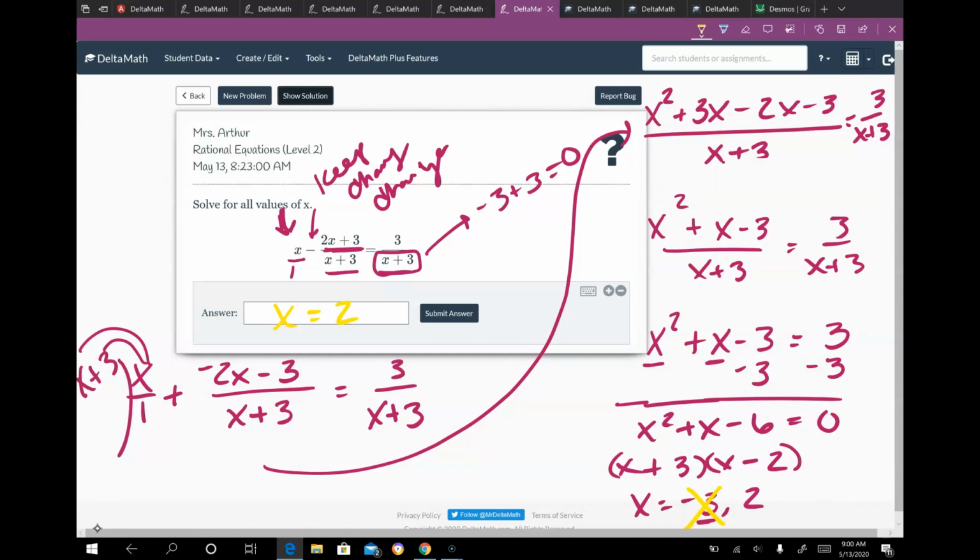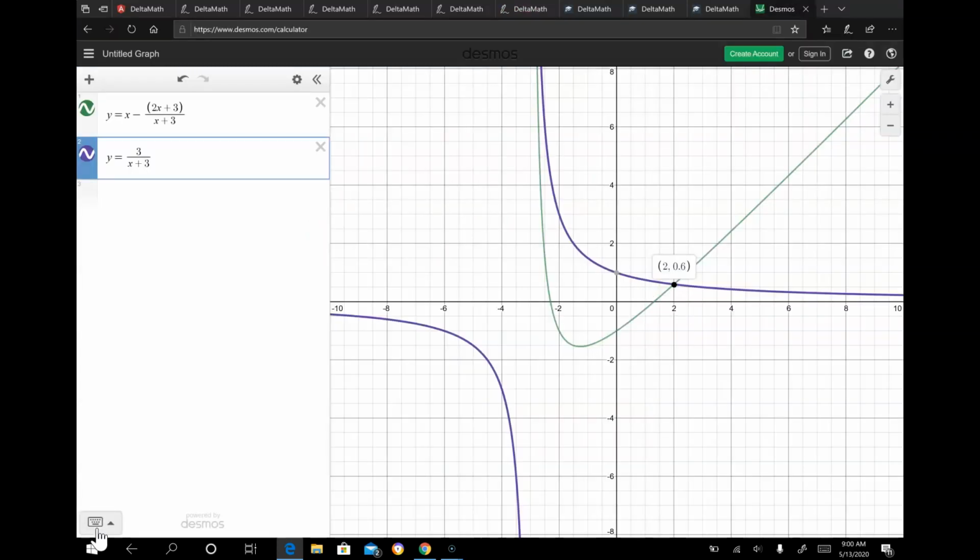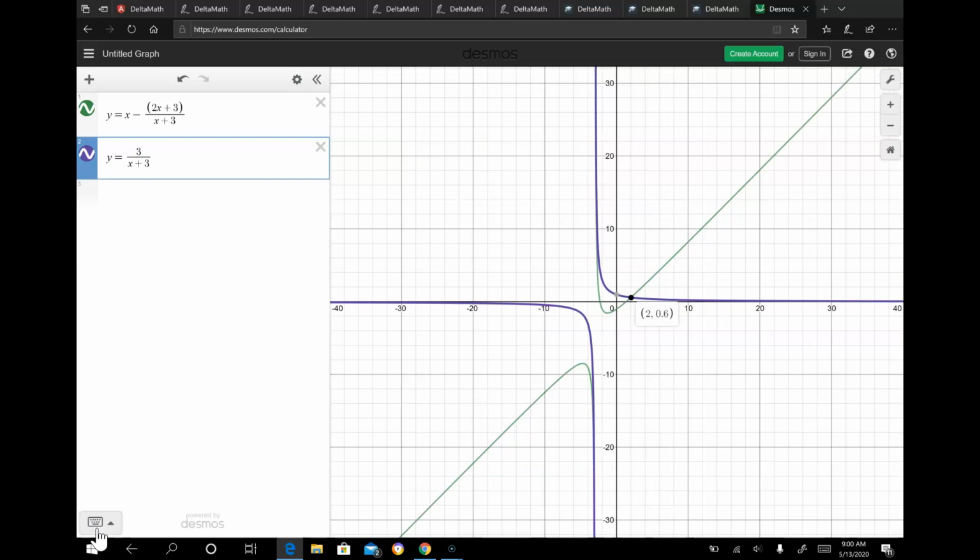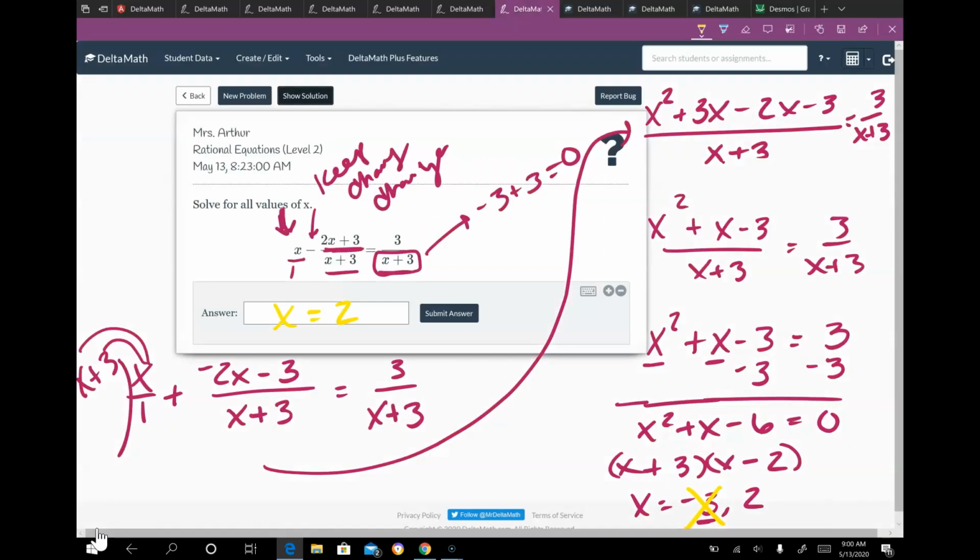Now, when you come to Desmos, left-hand side line 1, right-hand side line 2, I already have it in here. Look, do you see negative 3? Negative 3 is right here. Do you see an answer for negative 3? No. Desmos isn't going to show you that rejected answer. So my only answer is positive 2. That's also a great thing about Desmos, it already filters out your rejected answer. Okay? So that's really cool.